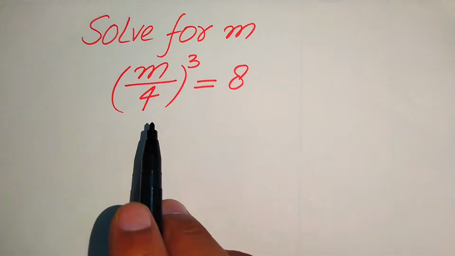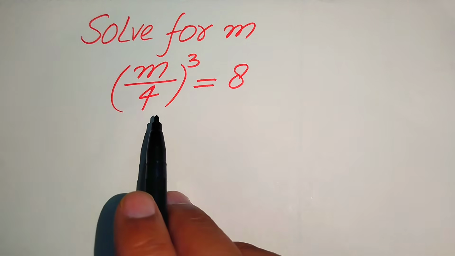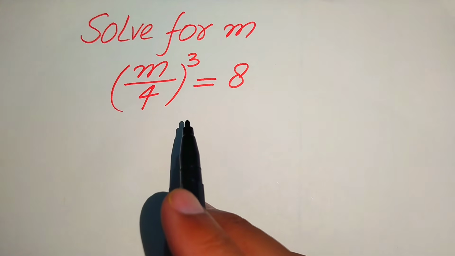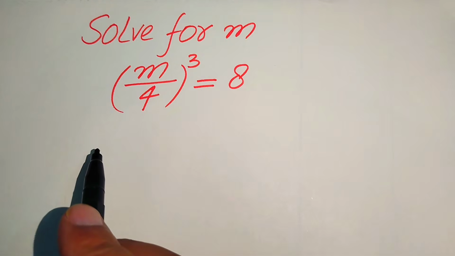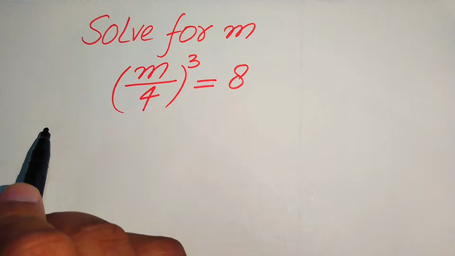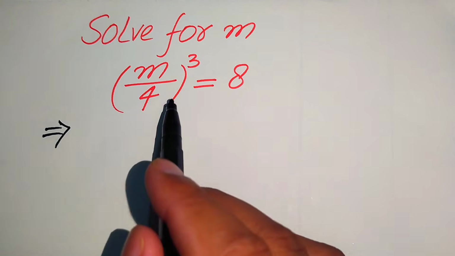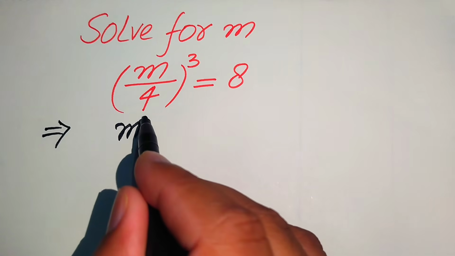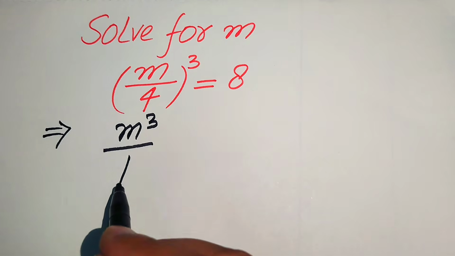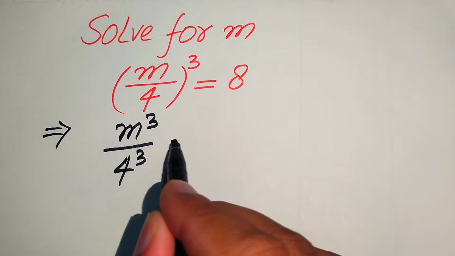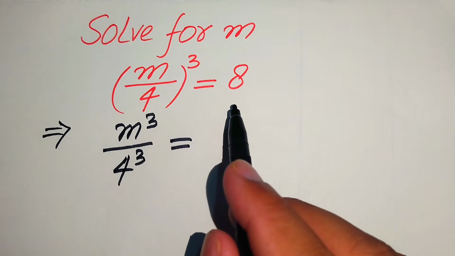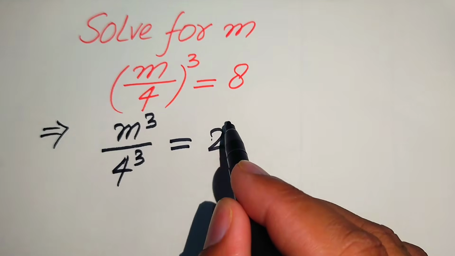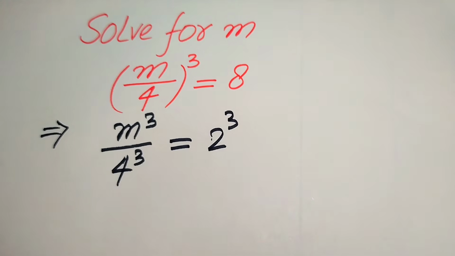So here we have (m/4) whole cubed equals 8, and we solve this problem for all the values of m. Now we move toward the solution of this problem. The very first thing we are going to do is apply this cube separately on both of these two values, and it will be written as m cubed divided by 4 cubed is equal to 8. We find the prime factors of 8, and 8 is equal to 2 cubed.